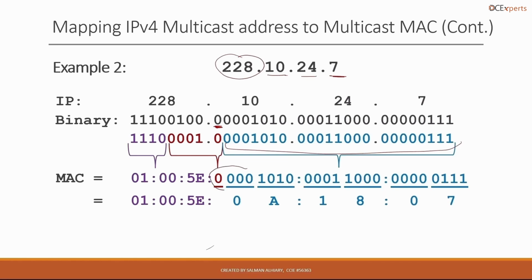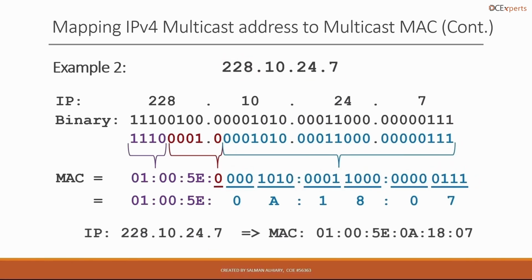This one will be converted as 1 digit, right? You always include this 0. Then we have 0A1807. So 228.10.24.7 will have MAC address 01005E, 0A, 18, and 07.